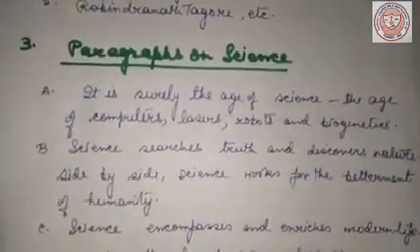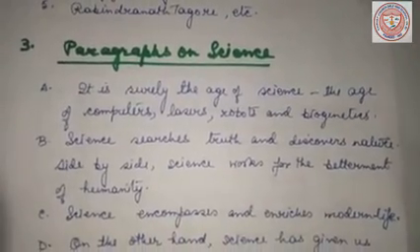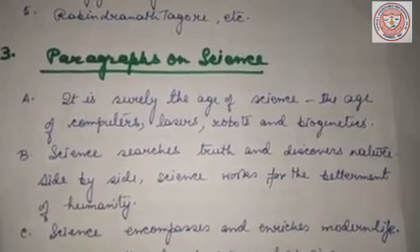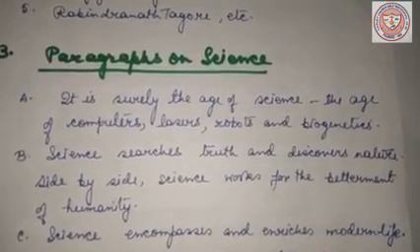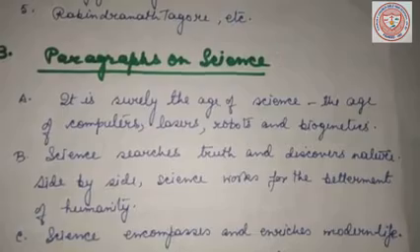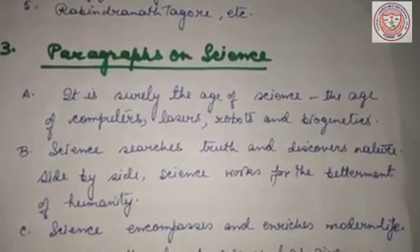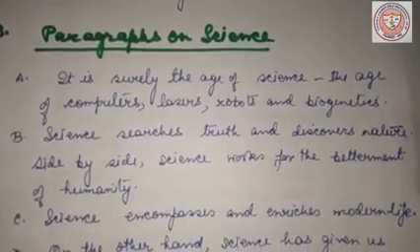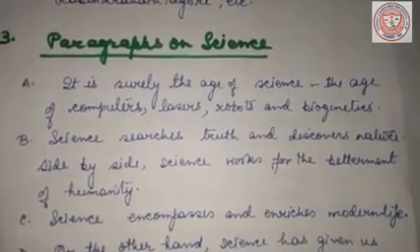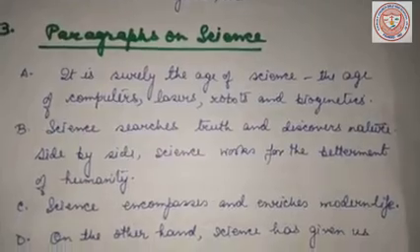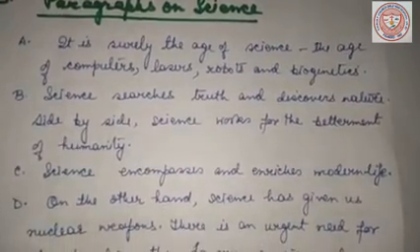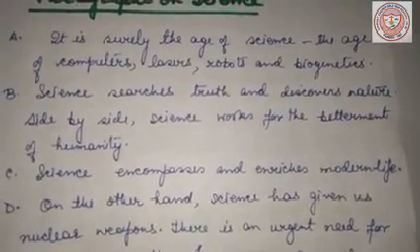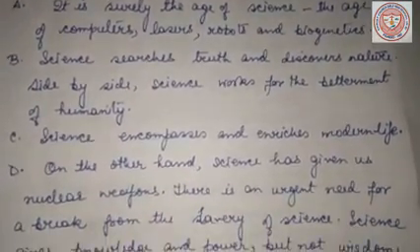Let us find out paragraphs on science now. Science, it is one of the most important subjects that we are dealing with nowadays, right? Without science, we can do nothing in this modern age. Let us find out what to write and how to write. It is surely the age of science, the age of computers, lasers, robots, and biogenetics. Science searches truth and discovers nature. Side by side, science works for the betterment of humanity also.